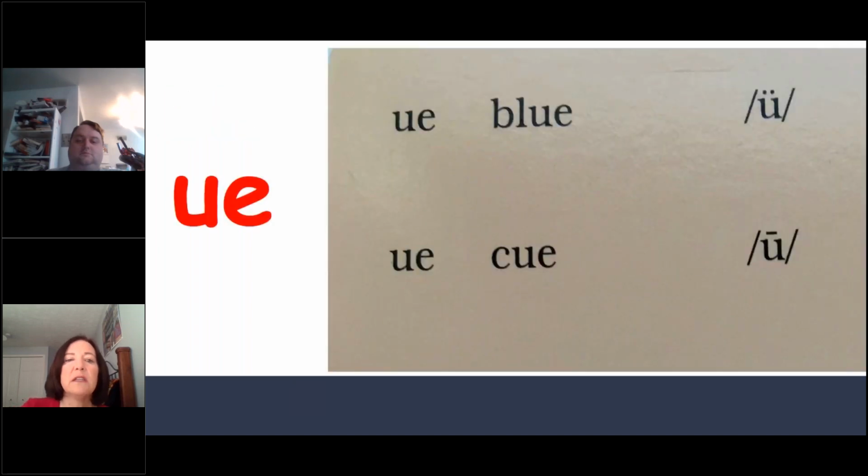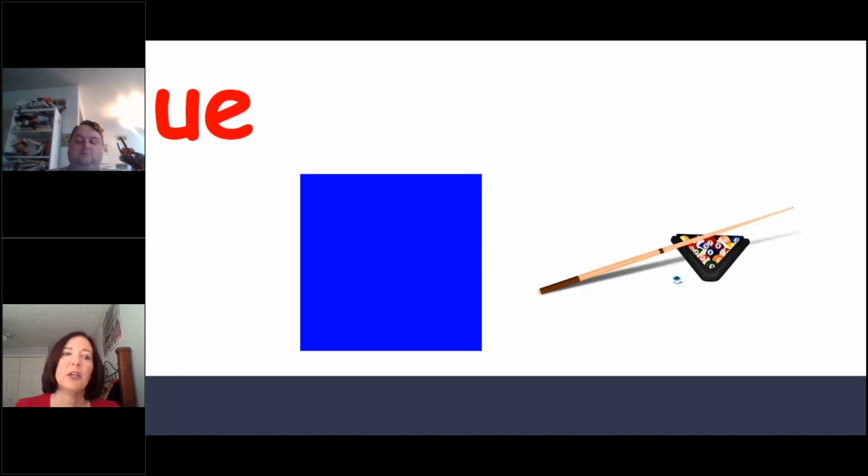There's also UE. UE has two sounds, but they are very, very similar. It says oo, as in the word blue, and then it also says U, as in the word Q. Sounds are so similar. Most of my students remember one or the other, and they're still able to read the words. So the sound card says UE blue, oo, UE Q, U. Your brain should be thinking UE blue, oo, UE Q, U.